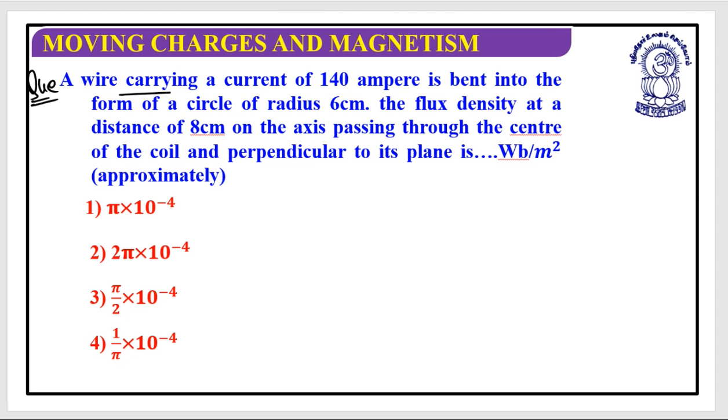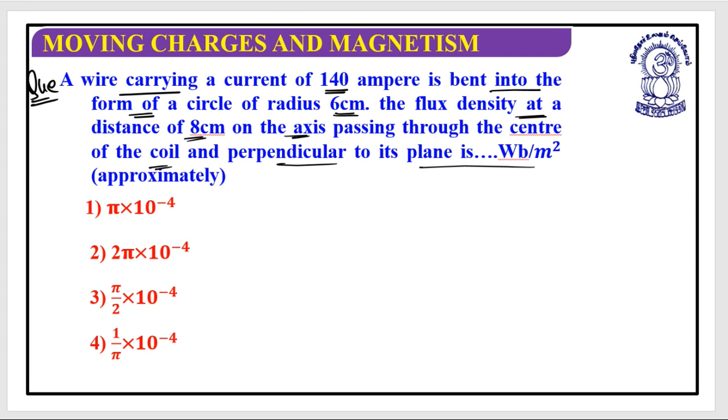It says a wire carrying a current of 140 ampere is bent into the form of a circle of radius 6 centimeter. Find the flux density at a distance of 8 centimeter on the axis passing through the center of the coil and perpendicular to its plane.